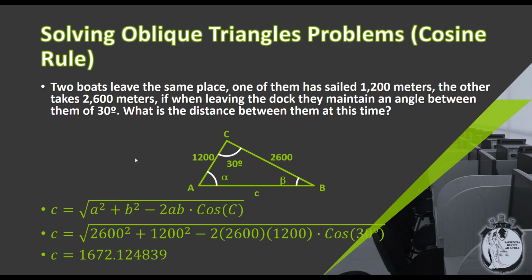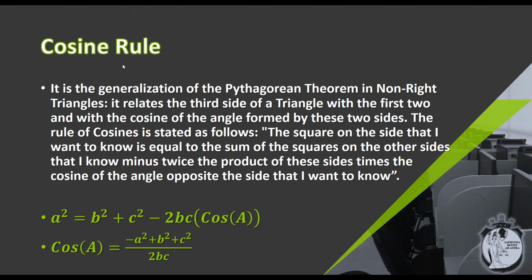Now we will see a sample here. Two boats leave the same place. One of them has sailed 1,200 meters. In that case it is the letter A, this is the first boat, and another sails 2,600 meters, the second boat. When leaving the dock, maybe the letter C is the dock, they maintain an angle between them of 30 degrees. Check that. When you are using two sides and the angle between them, remember it's the cosine rule.